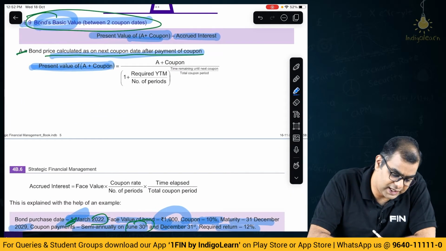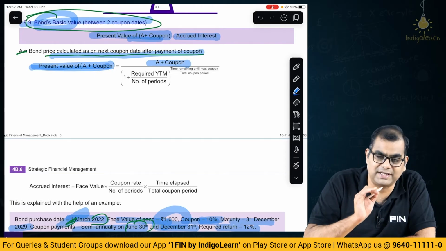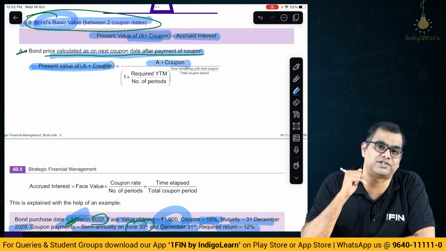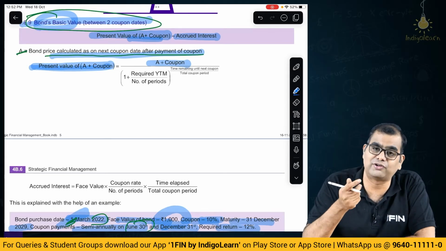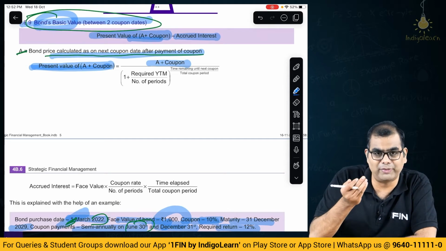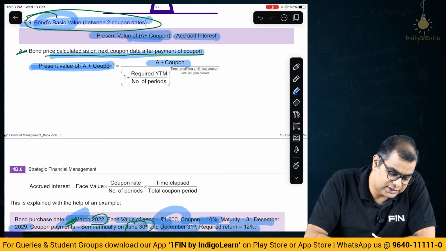So, what you do is 952.88 you put as numerator, you divide it by 1 plus the yield. But the yield, till when do you have to compute present value? You are buying on 1st of March. So, how many months are left? March, April, May, June, 4 months. So, you have to compute the present value for a 4-month period. So, that 952.88, you have to bring it back by 4 months. But 4 months, how will you do? What is the required YTM?